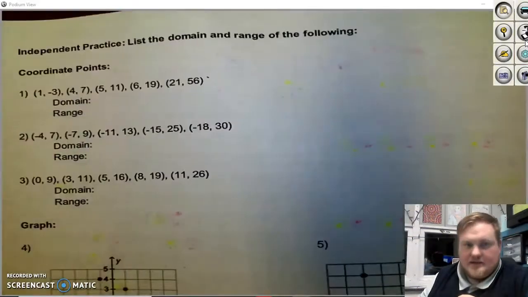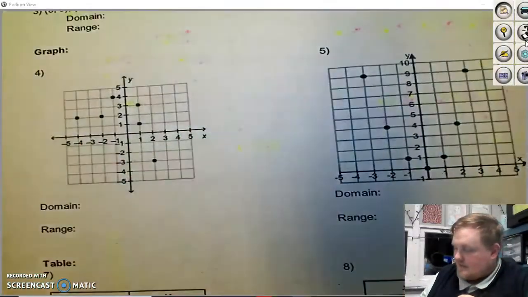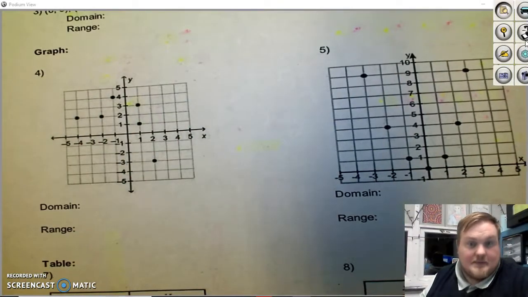Go ahead and do the independent practice on the back. I'd say take about 15 minutes, maybe 10.